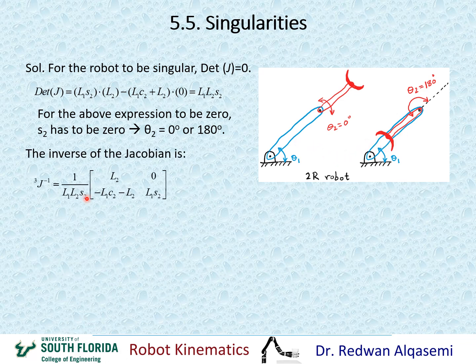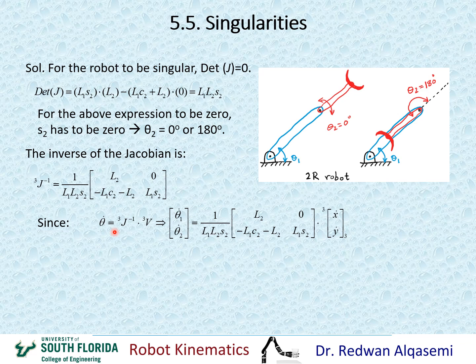All right, now we can go ahead and start looking at the inverse of the Jacobian. There are several ways to find the inverse of the Jacobian. Here we use the determinant of J. I can divide by the determinant of J and then multiply by the conjugate of J, and that gives me the inverse of the Jacobian.